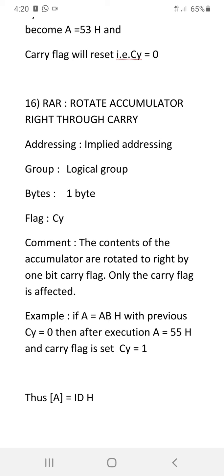Similarly RAR, rotate accumulator right through carry. It works the same as RRC earlier. It rotates the content right by one bit, but in this case the A0 bit will move to carry and the previous carry will move to the A7 bit. So this instruction is used to cut the content of the accumulator to half. For example, if A contains AB hex, then after execution of RAR, the accumulator content is 55 hex and the carry flag will be set.